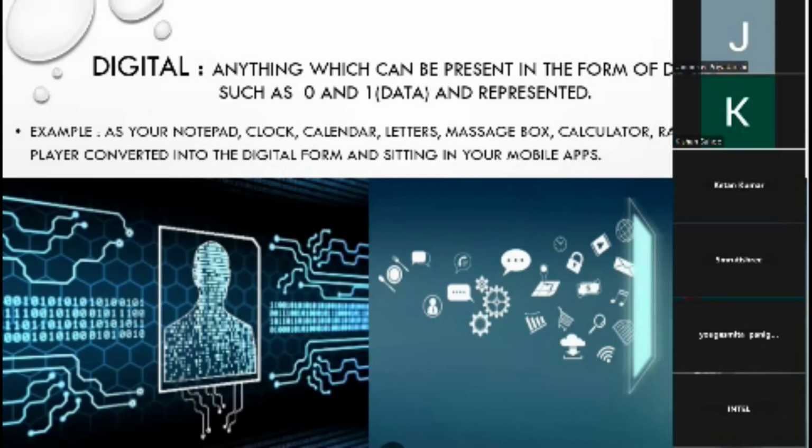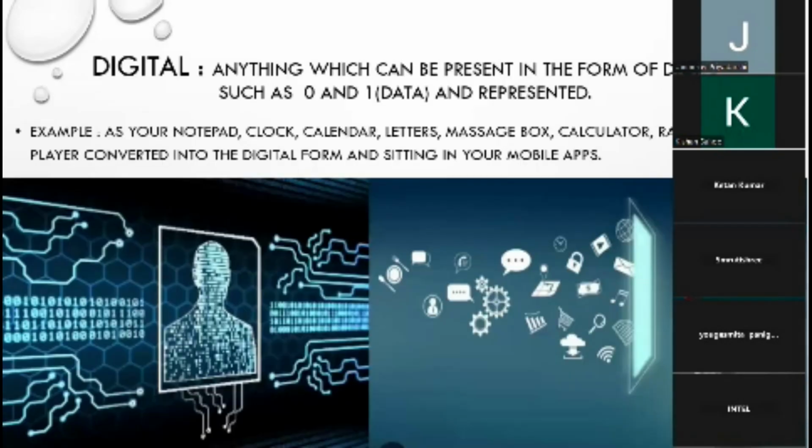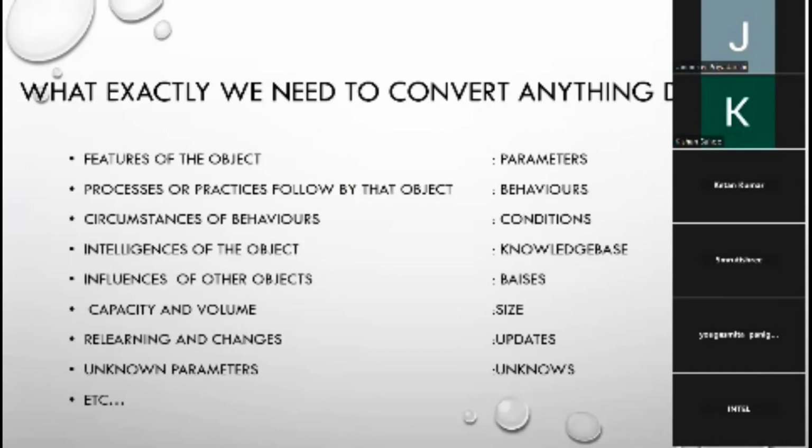Okay. So when we talk about digital twin, what exactly do we want to create digitally? Anything we need to create digitally. So let's consider a calendar. First, the features of the object, and technically we mostly call them the parameters. So the features of the twin calendar. So we understand what the parameters are. Okay. So we understand there will be a calendar which represents the days and the months. Then processes or practices followed by that object.